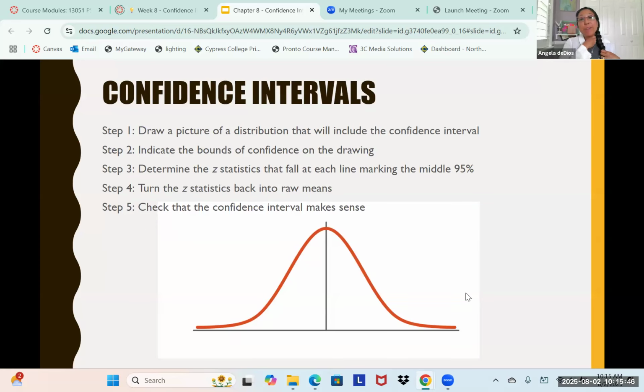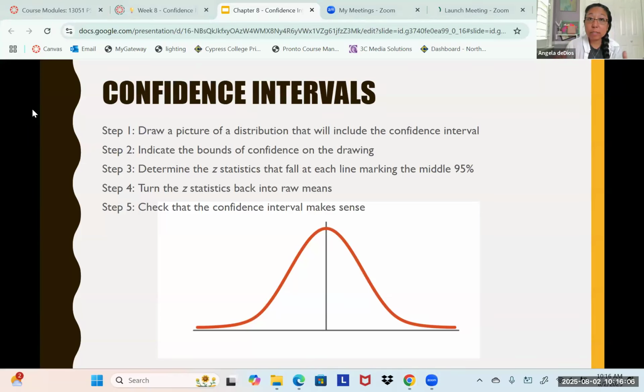So your book outlines 5 steps that we have in order to compute a confidence interval by hand. The first is to draw a picture of the distribution that will include the confidence interval. So that's here. Now we're going to put in the information that we know as well. So we're building this confidence interval based on the sample that we've collected. And so the sample mean that we collected is 52 text messages per day. That's based on the 49 participants that we had gathered.